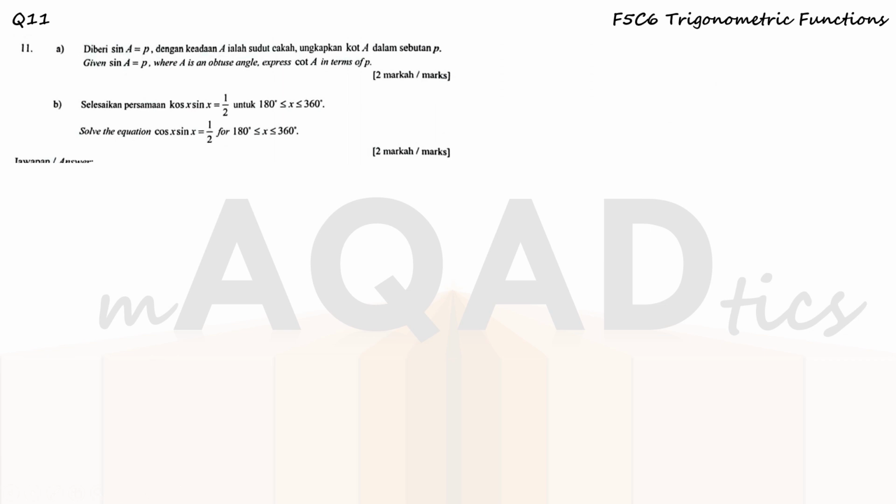Next question comes from the chapter Trigonometric Functions, and for part A we are given this equation, where A is an obtuse angle. So obtuse is actually the angle between 90 to 180, meaning it is in the second quadrant, which is here. Okay, so now we need to express another trigonometric function, cotangent A, in terms of P, which is from here.